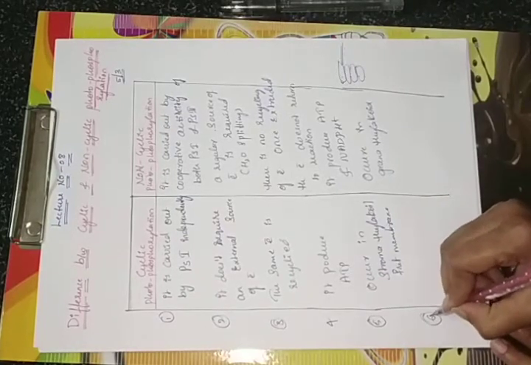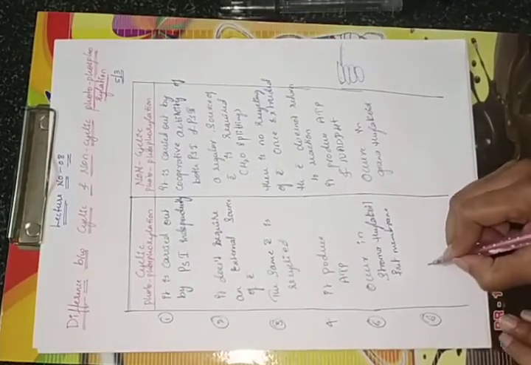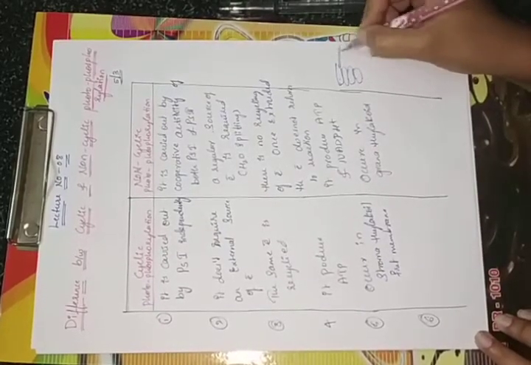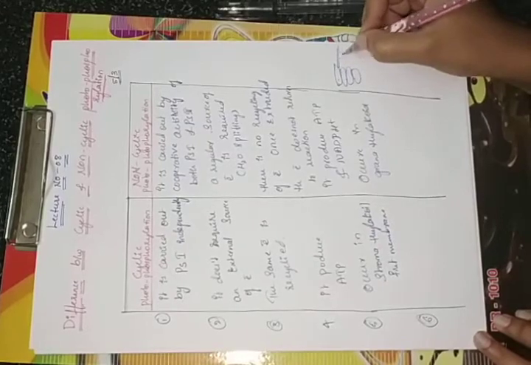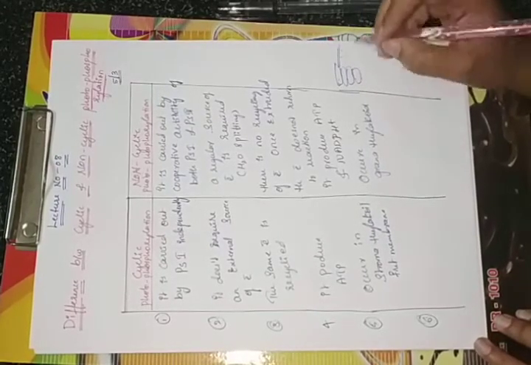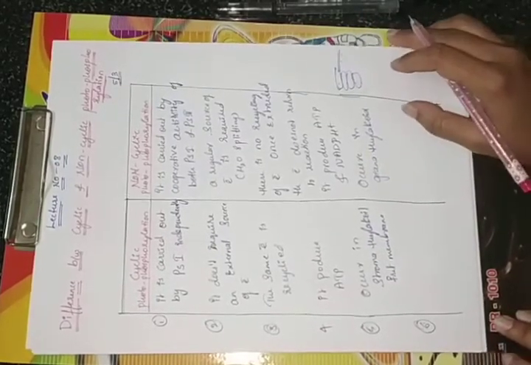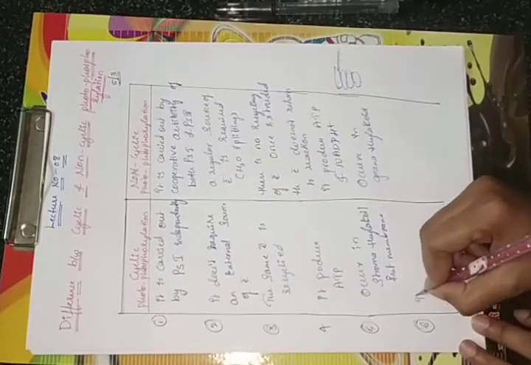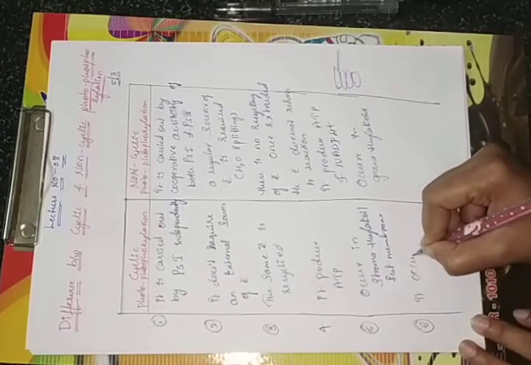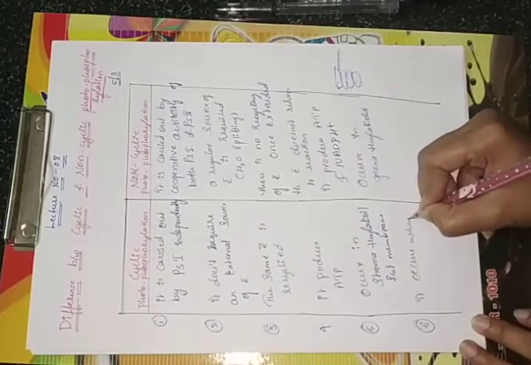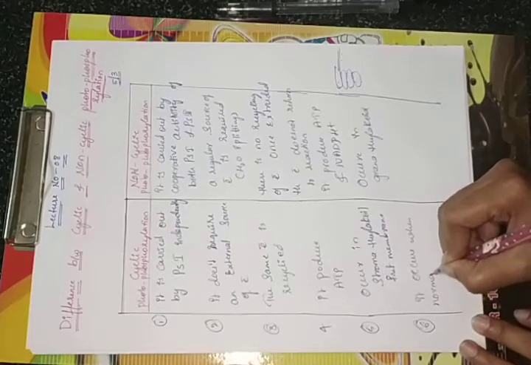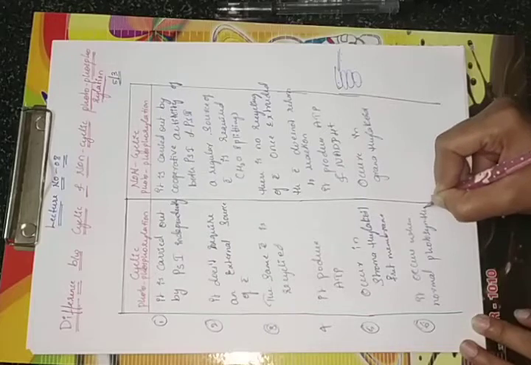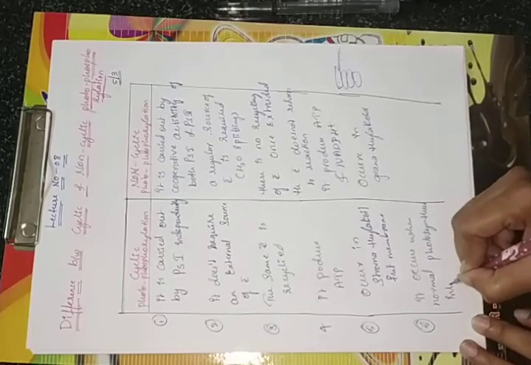And then sixth one, cyclic occurs when normal photosynthesis activity is inhibited. This kind of cyclic will function when normal photosynthesis is stopped. But here, normal photosynthesis will occur.